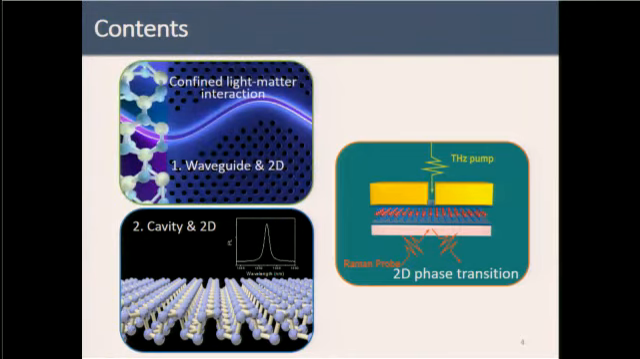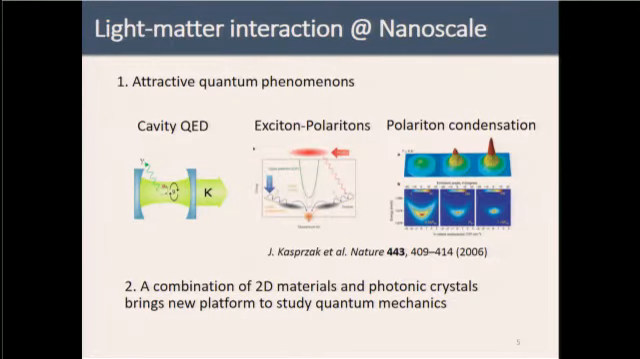So with this, I'd like to first start with the waveguide interaction with the 2D crystals. Light-matter interaction at the nanoscale has a lot of attractive phenomena, for example cavity QED, exciton-polariton interactions, and polariton condensation, as you may see in the literature.